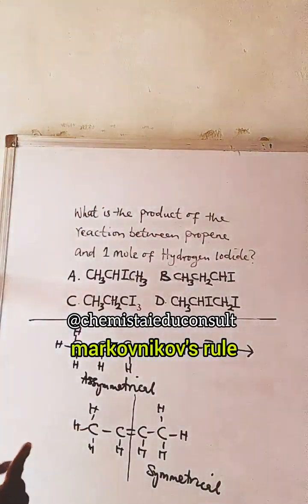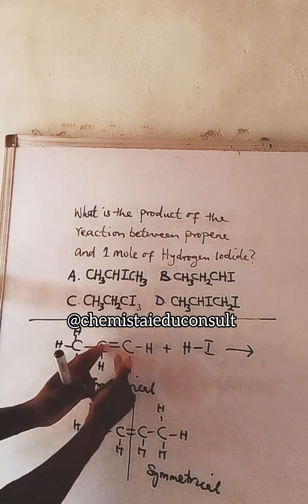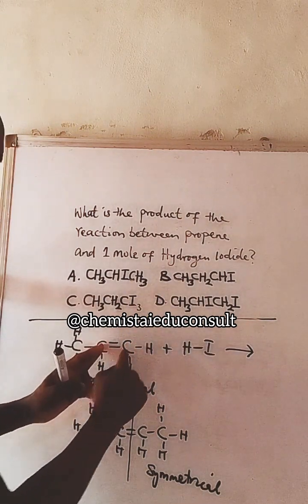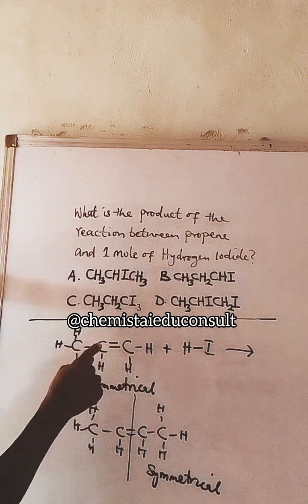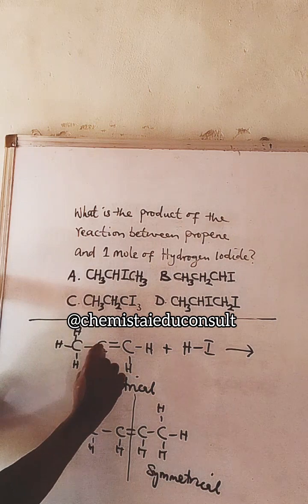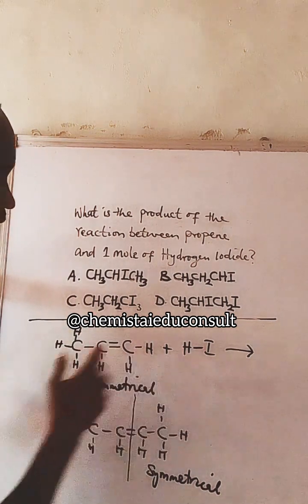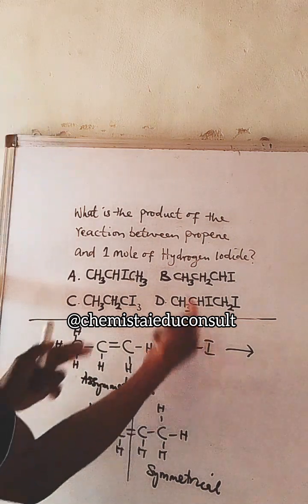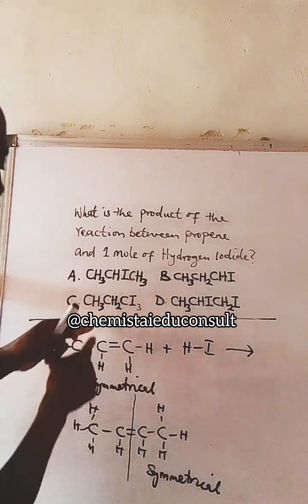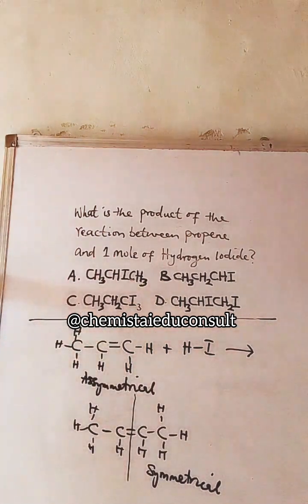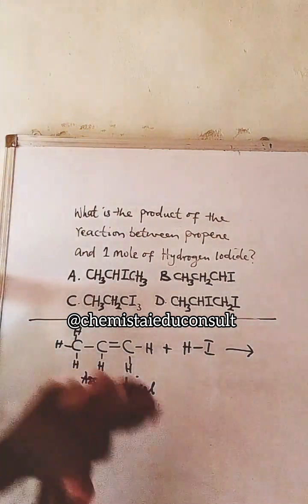So following Markovnikov's rule, we are going to consider these 2 carbon atoms that have the double bond between them. This carbon atom has 2 hydrogen atoms attached to it, while this one has only 1 hydrogen atom attached to it. Therefore, when this bond breaks in the course of this reaction, this hydrogen is definitely going to the carbon that has more hydrogen, while iodine is going to the carbon that has less hydrogen. So how does it happen? It is simple.